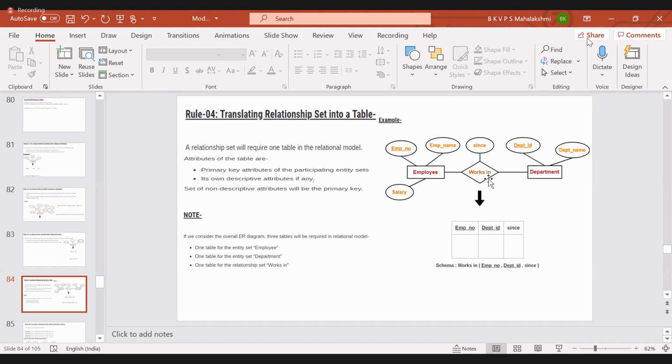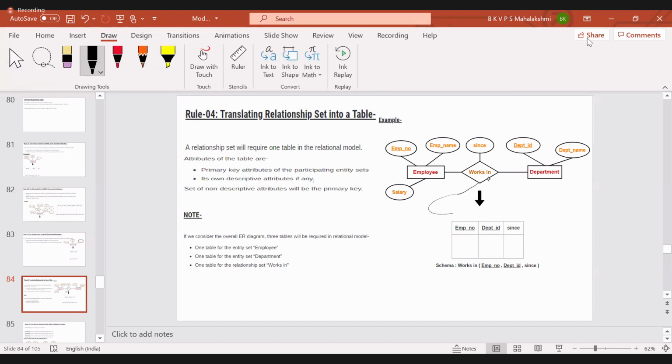Along with these two we have to include, suppose here for works in, assume that it has some more attributes, maybe since date, from date, to date. So if it has two more attributes, then along with the two primary keys, we have to take whatever all the attributes that works in has. Understand?